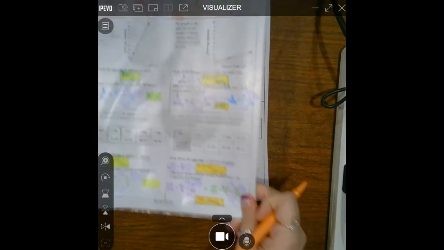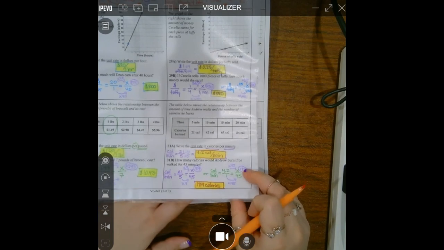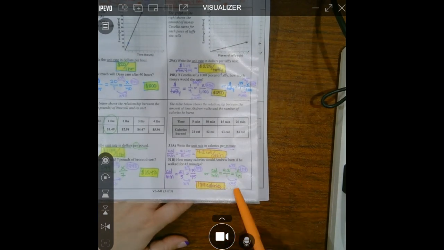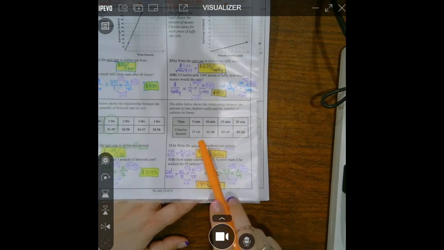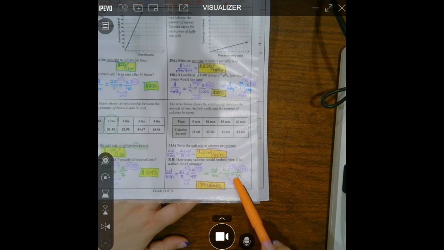Now, if you did it with the unit rate that we just found up here earlier, you can see you still would have done 4.2 calories in 1 minute. So then 1 times 45 is 45. So then you would do this times 45. You still would get 189. So you could use technically any of the points from this table or even the unit rate. And as long as you didn't make a mistake in finding the unit rate, then yes, you still are going to get the same answer.